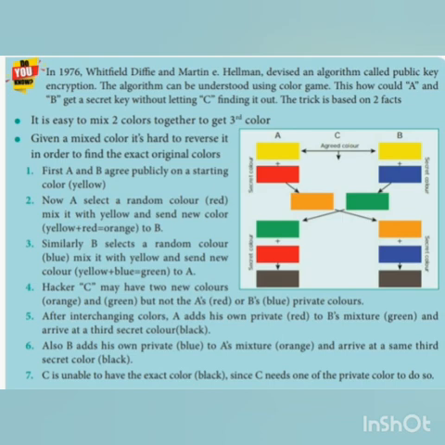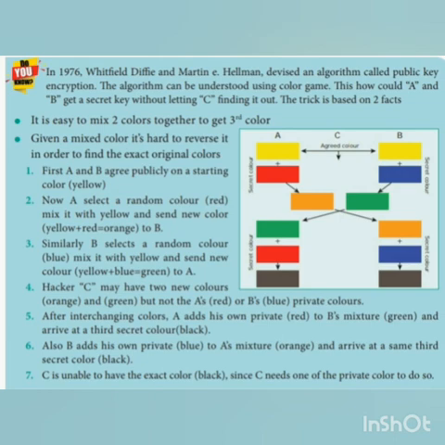It is easy to mix two colors together to get a third color. So by mixing yellow with red, A gets orange. In the same way, by mixing yellow with blue, B gets green. Given a mixed color, it is hard to reverse it in order to find the exact original colors. So first A and B agree publicly on a starting color, that is yellow.